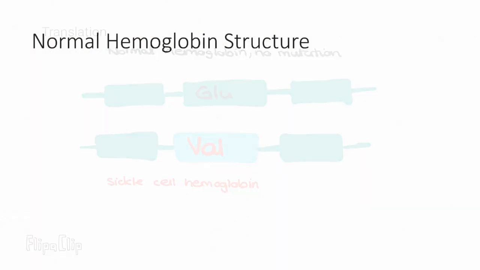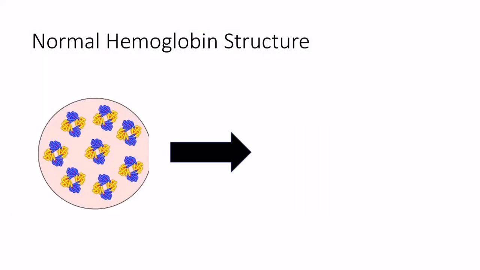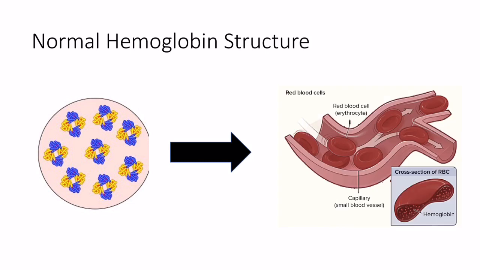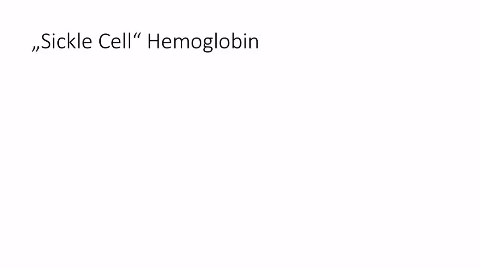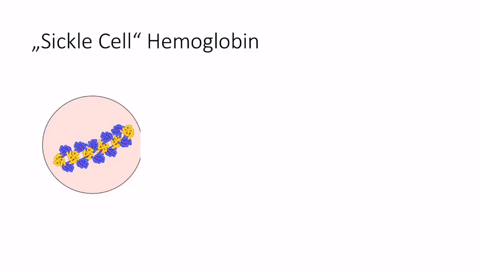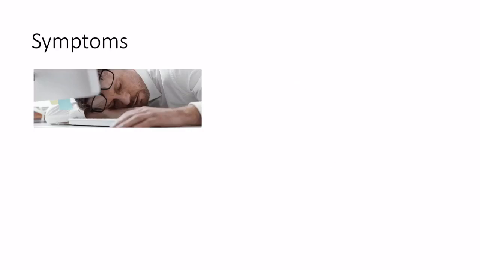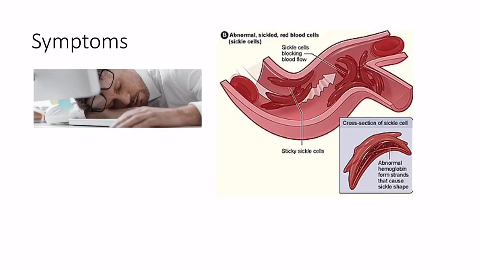As you can see here, the normal hemoglobin structure leads to normal disc-like red blood cells, which allows them to transport oxygen through capillaries without blocking them and lumping. Now with the genetic mutation, which I've showed before, the hemoglobin structure forms chains and then leads to formation of sickle cells. This causes symptoms like fatigue because of the lack of oxygen, or it can lead to blocking of blood flow, which can cause a stroke or can lead to organ failure and therefore to death.